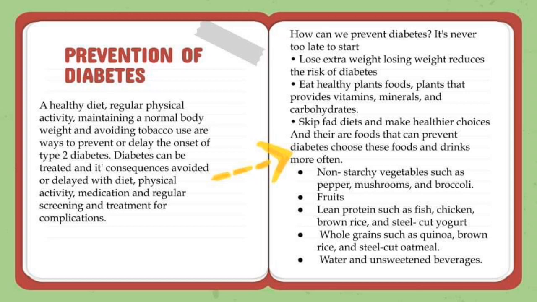Non-starchy vegetables such as pepper, mushrooms, and broccoli. Fruits, lean proteins such as fish, chicken, and yogurt. Whole grains such as quinoa, brown rice, and steel-cut oatmeal. Water and unsweetened beverages. And that is the prevention of diabetes and how we can prevent diabetes.